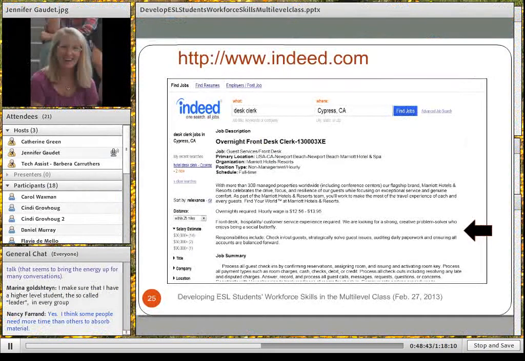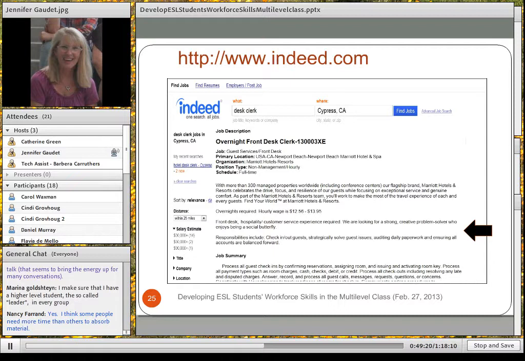This is a website that is recommended in the expansion activities of this lesson, and I thought it was interesting because our lesson is for a job opening for a front desk clerk, and this is an actual opening for a job, and it tells about the requirements. Hospitality, customer service experience required. We're looking for a strong, creative problem solver who enjoys being a social butterfly. So that's great for conversation.